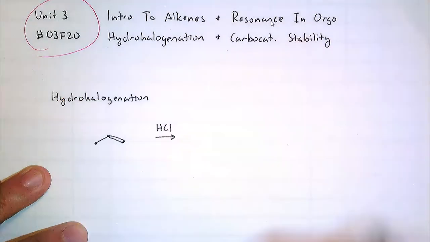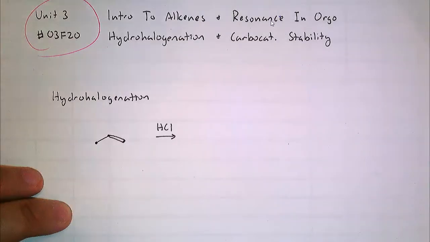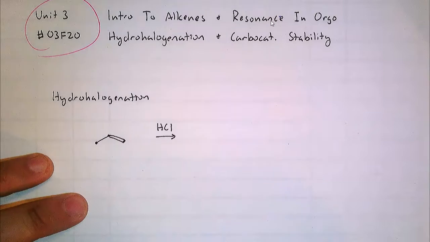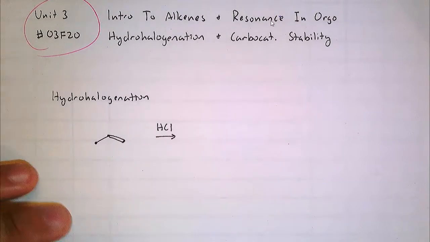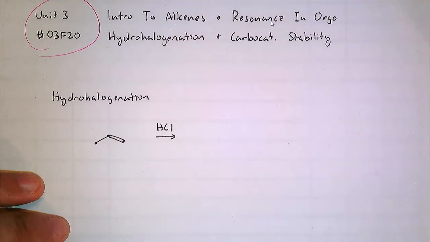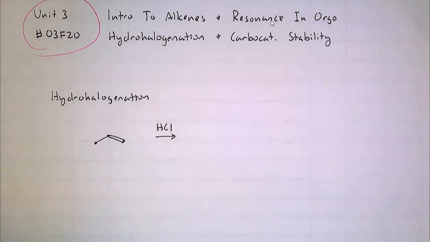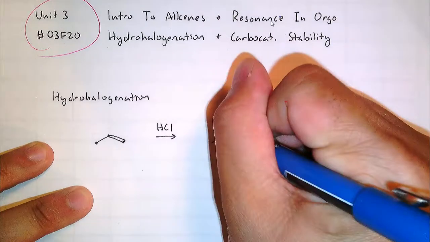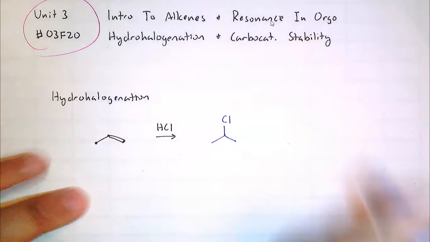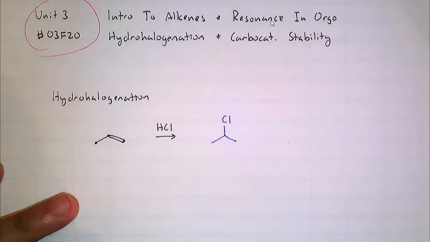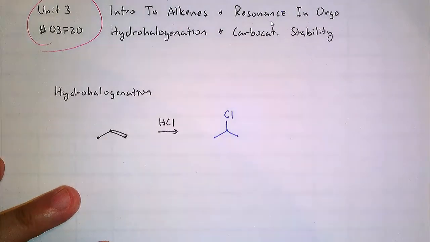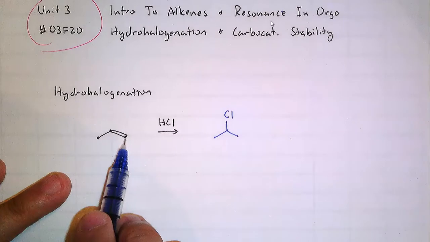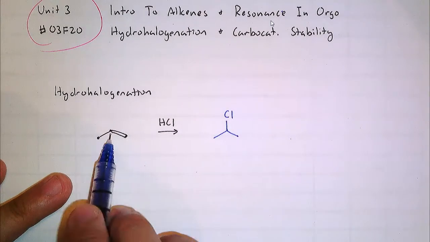Okay. Without telling you any details about how this happens, the product we get, let me grab my blue pen, the product we get is this. And if you are very good at line structures, you would realize that the hydrogen goes on this carbon and the chlorine goes on this carbon.